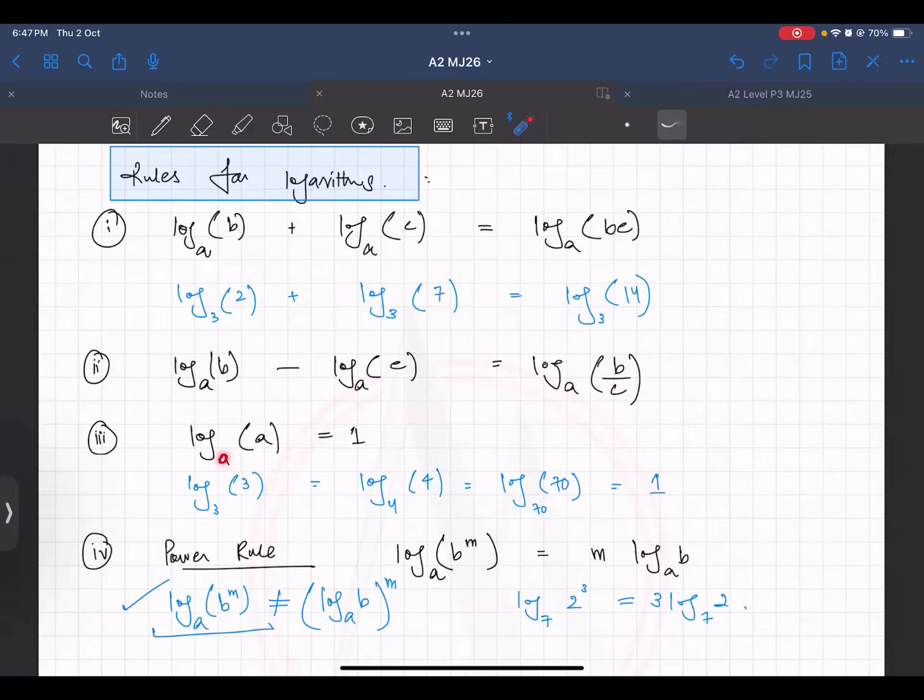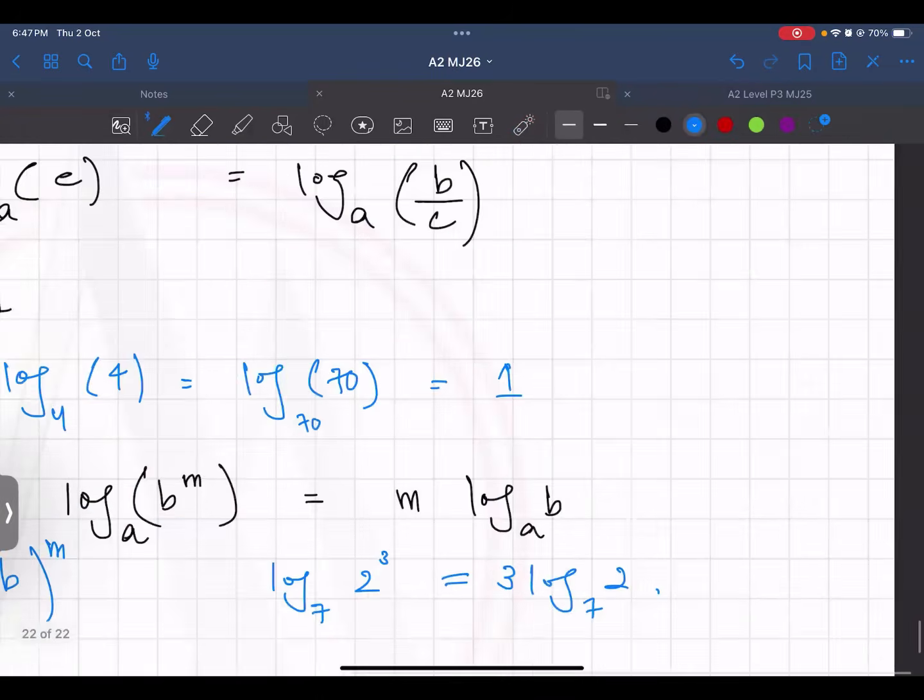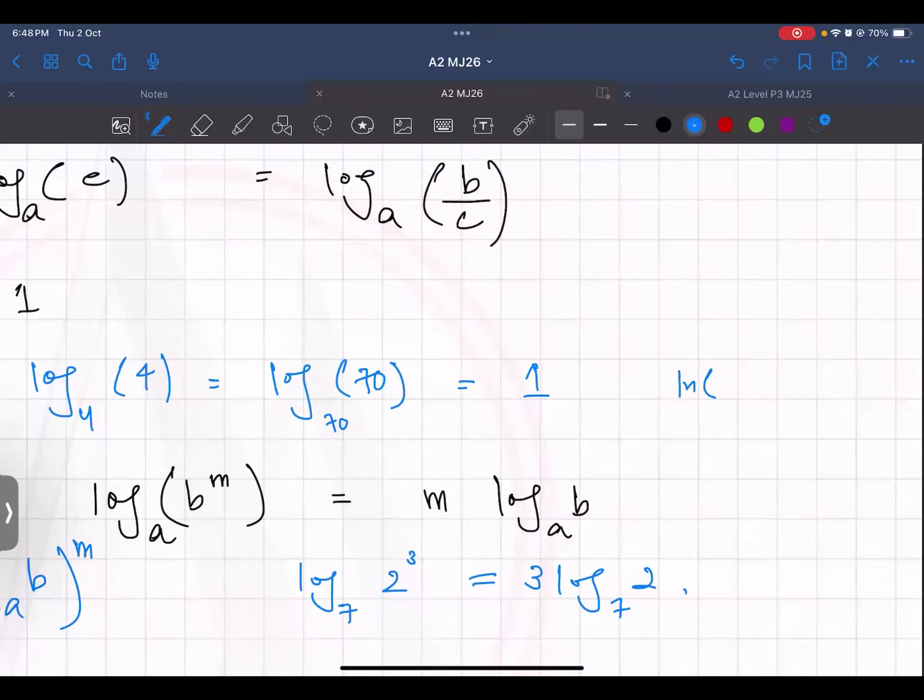But if the base and the inside of the log are the same, then it is simply 1. So look, log 3 of 3 will be 1, log 4 of 4 will be 1, log 70 of 70 will be 1. Similarly, ln e will also be equal to 1, because I told you ln means the base is e and the inside is also e. So the answer would be 1.